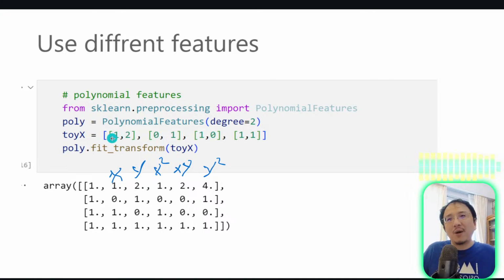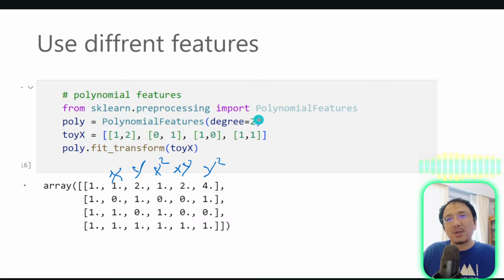If you consider the first one as X and the second one as Y, don't be confused with the target. We have 2 features, X and Y, suppose. Just forget about the target. So what is polynomial feature? The first one is the constant. The second one is X itself, and the third one is Y itself.